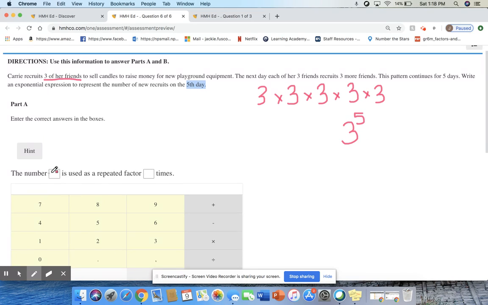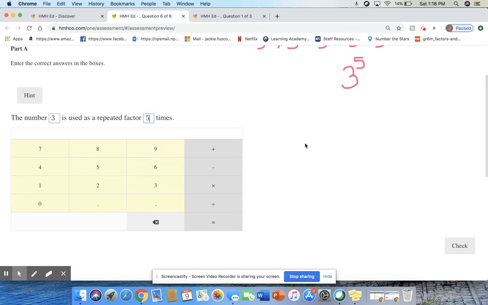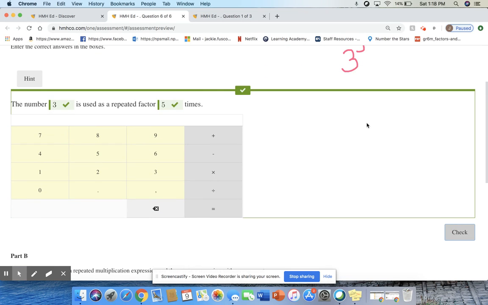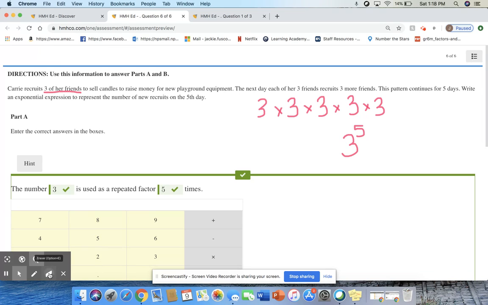So it wants me to answer the question, and it says, the number blank is used as a repeated factor blank times. Well, what number is being used as my repeated multiplication? Well, that's 3. And how many times? Let me check my exponent. 5 times. Check. Awesome. Let's erase the screen.